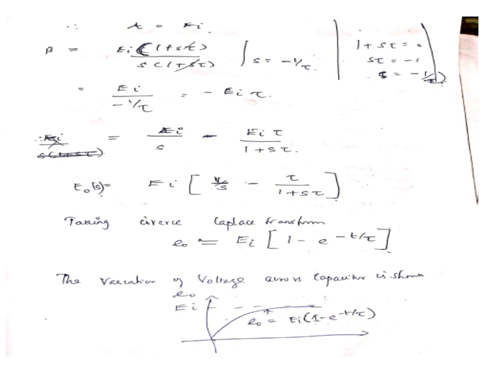Then taking the Laplace transform, E naught of S equal to EI into, that is taking EI as a common, 1 by S minus tau by 1 plus S tau. And for this equation, we have to take the inverse Laplace transform, therefore E naught equal to EI into 1 minus e power minus t by tau. And the variation of the voltage across the capacitor, the diagram is already given on the previous page, but incidentally given here. This is how the voltage across the capacitor is going to vary, E naught equal to EI into 1 minus e power minus t by tau.